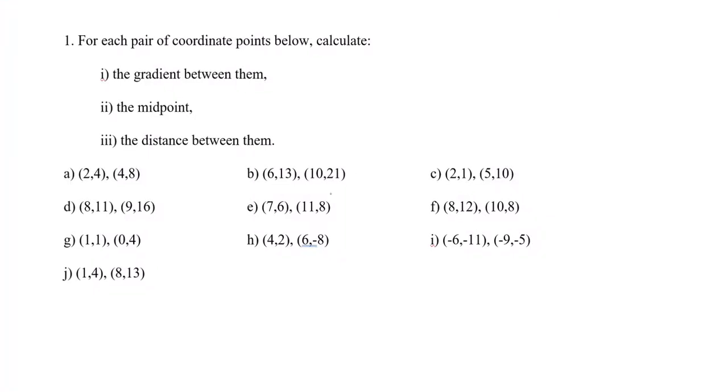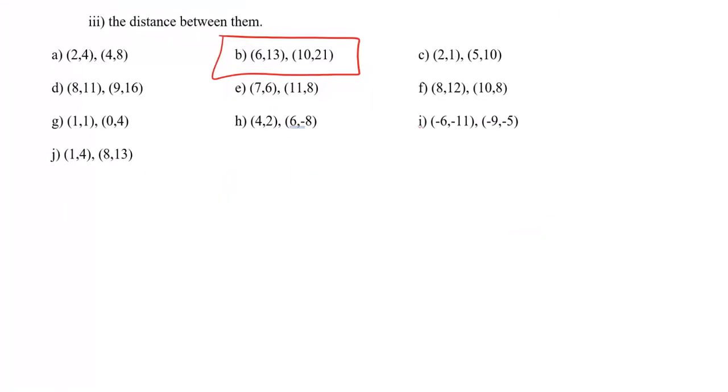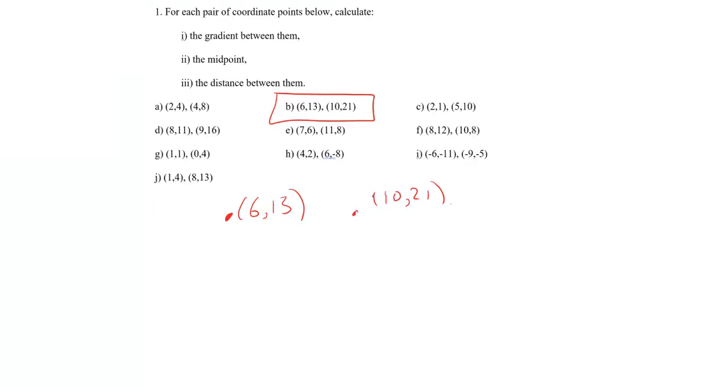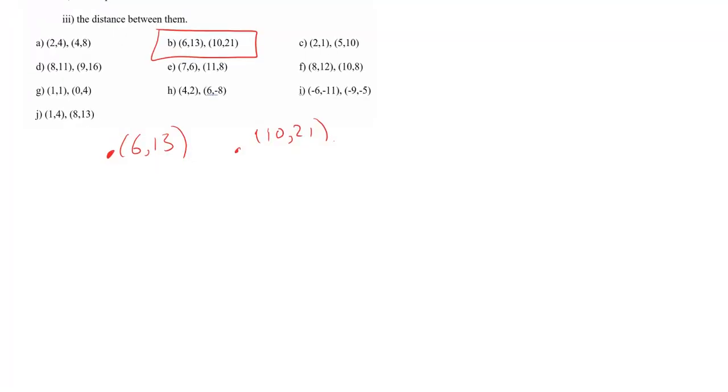Let's have a look at B, right? Okay, we've got 2 points, 6, 13, and we've got another point here, look, 10, 21. Now, if we want to find the gradient, the steepness, well, the formula for the gradient is going to be the change in y divided by the change in x. So we need to take a look at the change in y first of all.